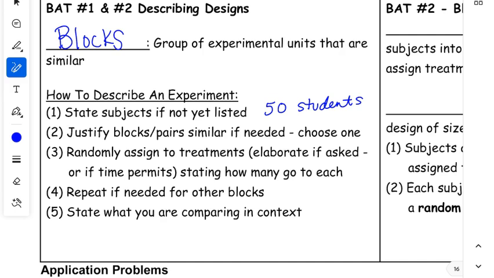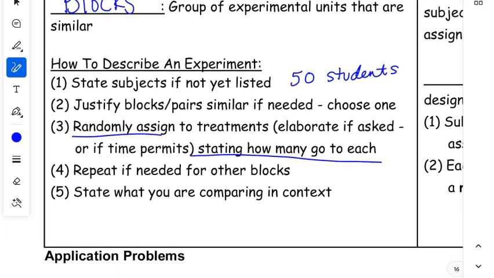Number 2, justify blocks or pairs similar if needed. Choose one. So you'll say blocked by whatever, or matched pair, left and right shoe. 3, randomly assigned to treatments. Elaborate if asked or if time permits, stating how many go in each. So definitely state how many go in each. So you say 25 get treatment 1, 25 get treatment 2. You don't have to describe how you randomly assign unless it's specifically asked. If it says explain how you're going to randomly assign these cows to the treatment, then you would describe. Otherwise, randomly assign is fine.